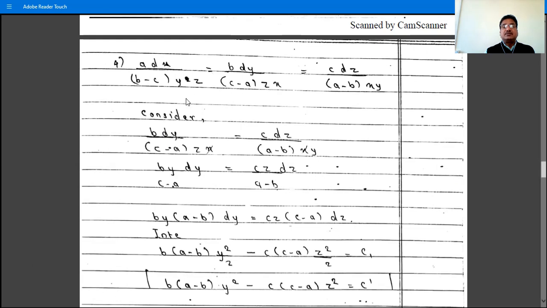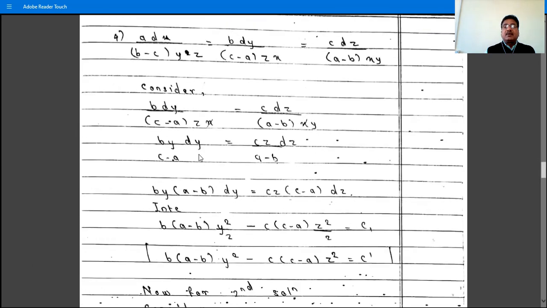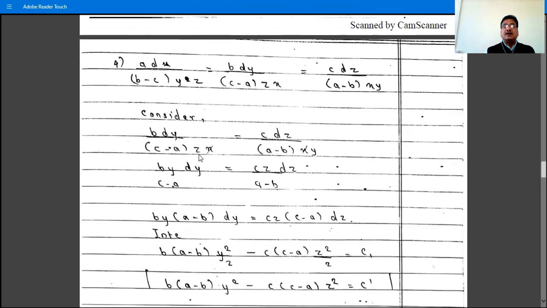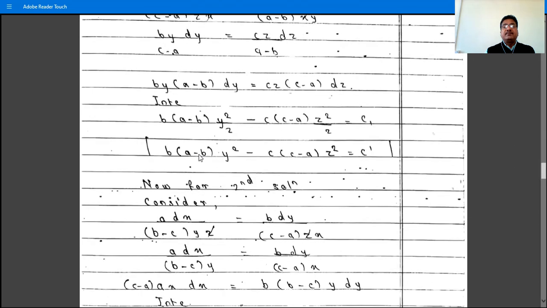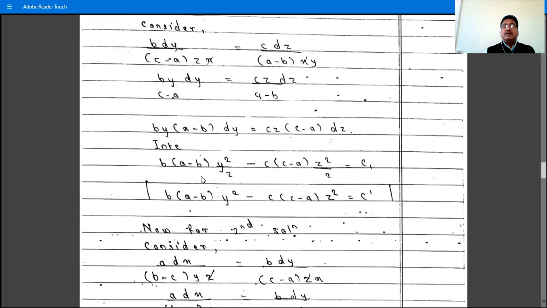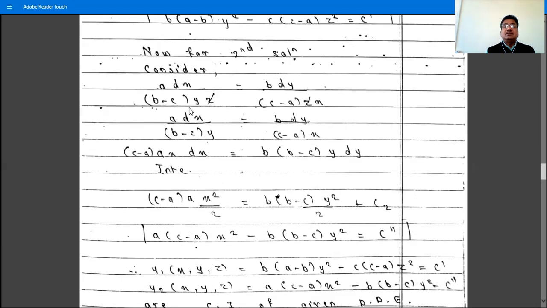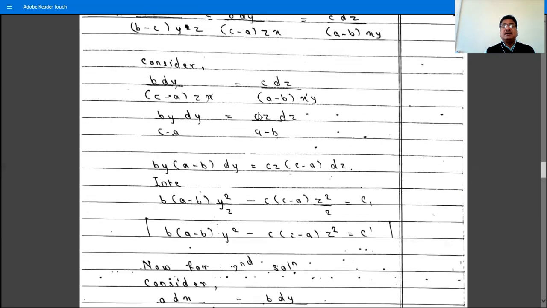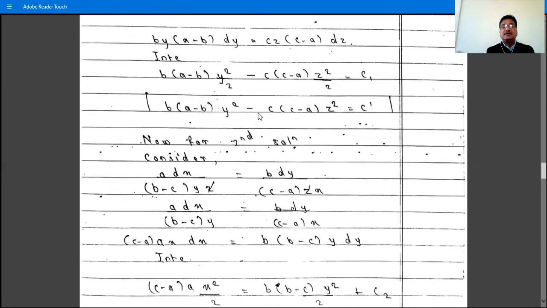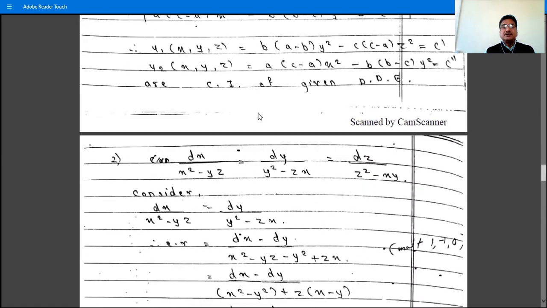Similarly, the answer of problem number 4. Consider the first two ratios, first and second and third ratio, and we have this solution, because the x variable cancels, and therefore we have this. In order to find the second solution, consider the first and second ratio. So the first method is applicable for both the solutions.